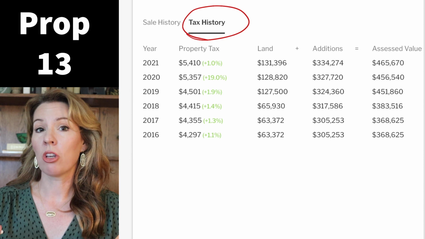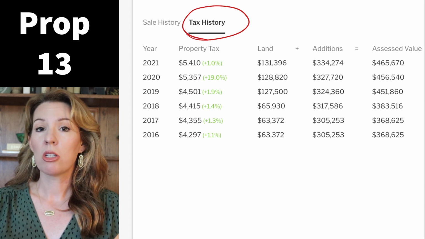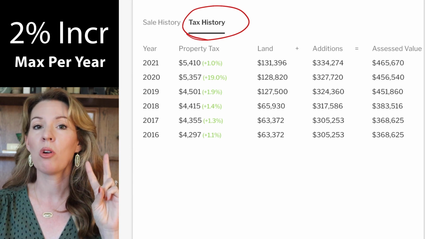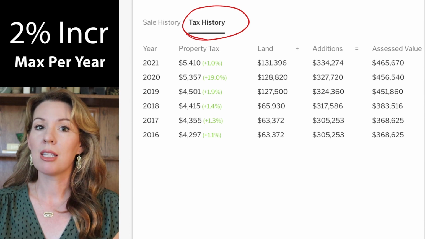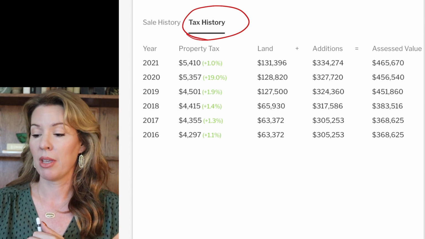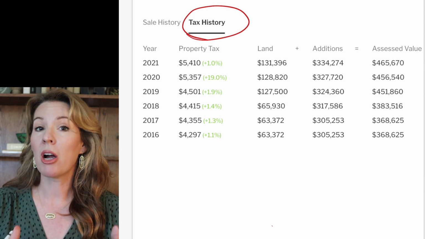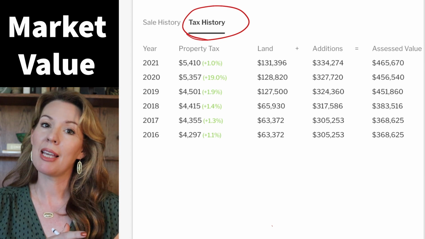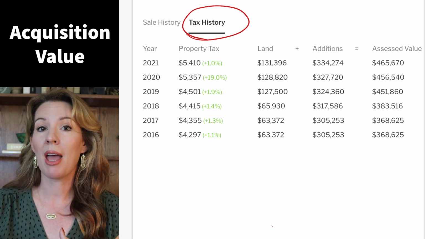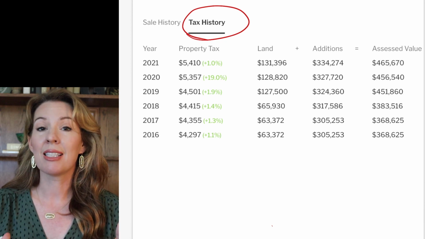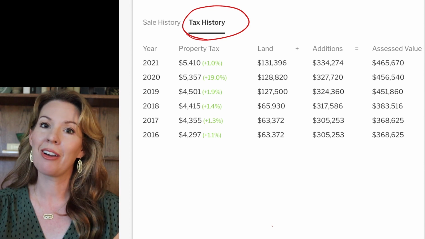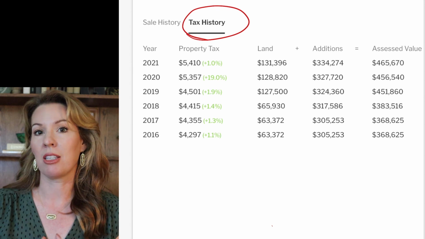A quick reminder about Proposition 13 to help explain some of these numbers. Proposition 13 generally limits the annual increases in the base year value of real property to no more than 2% per year. An important exception to this is when property changes ownership, like a sale, or when the home is brand new construction. Essentially, Proposition 13 converted the market value based property tax system, meaning you pay taxes on the current market value of the property, to an acquisition value based system, meaning the amount you pay is based on the acquisition price. Again, the assessed value is capped at a 2% increase per year. Meanwhile, properties in California, especially over the past 2 years, have appreciated much, much faster than 2%.